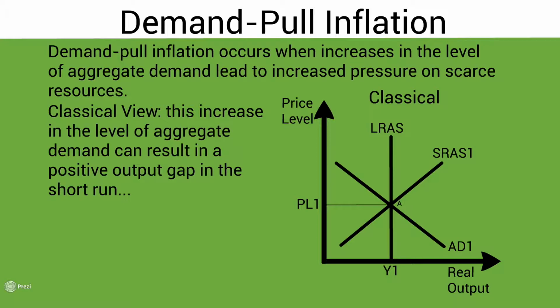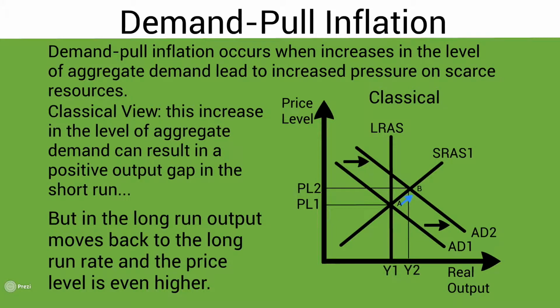The increase in aggregate demand is represented by an outward shift of AD, so from AD1 to AD2. This results in a new short-run equilibrium, which is at point B, where real output is higher than it was before, Y2 rather than Y1, and the price level is also higher than it was before, PL2 rather than PL1. This increase in the price level is our demand pull inflation.